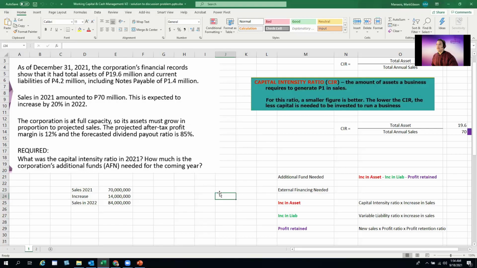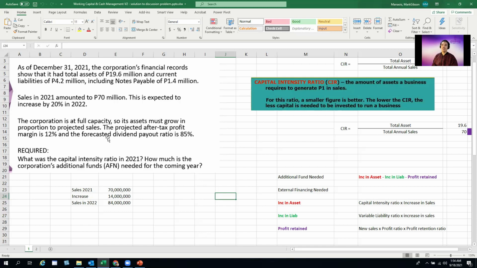Sige. Kung napansin nyo, class, dito sa discussion natin sa problem number 1, meron kasi dito isa pang phrase, sabi, the corporation is at full capacity. So its assets must grow in proportion to projected sales. So this time, we'll introduce a new concept, no? So the concept is about spontaneous assets. So basically, class, spontaneous assets are assets that automatically change when sales change.